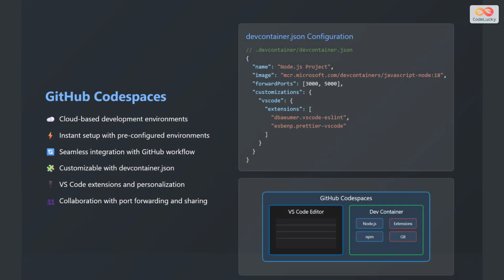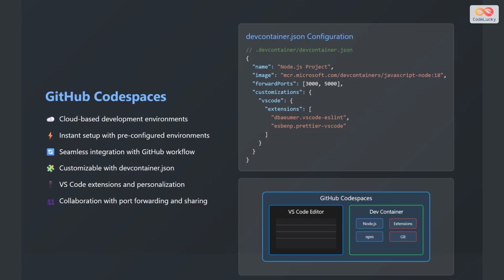GitHub Codespaces provides cloud-based development environments that can be accessed from anywhere. Codespaces offers instant setup with pre-configured environments, allowing developers to start coding without the hassle of setting up local machines. It has seamless integration with GitHub Workflow, making it easy to collaborate and contribute to projects.